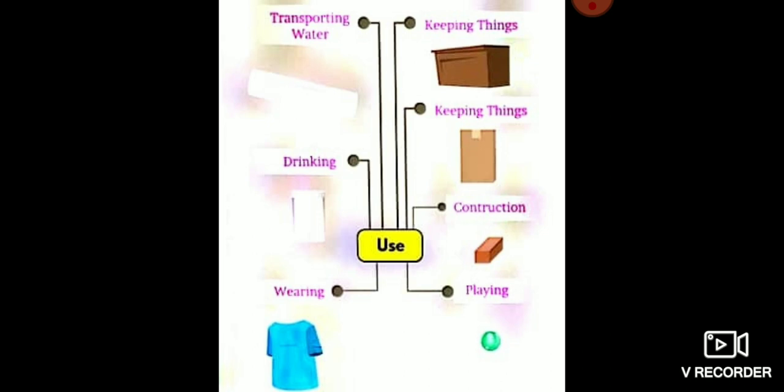So here shirt is useful for your wearing purpose, while glass is useful for a drinking purpose and pipes are useful for transporting water, while table is useful for keeping things and bag is useful for keeping things and transporting vegetables from market to home, and bricks are useful for construction of houses, and marble is useful for playing purposes. In this way, each object has its own uses.